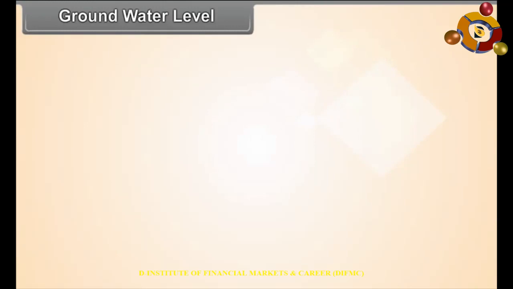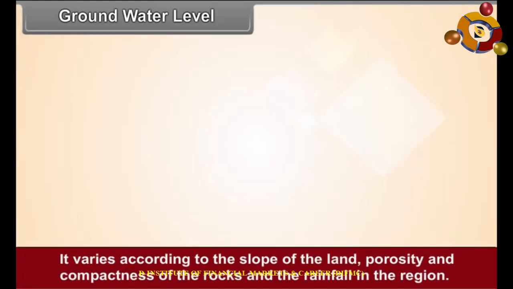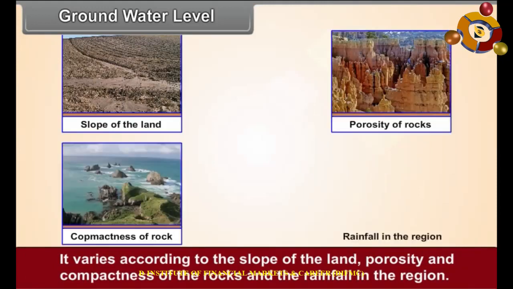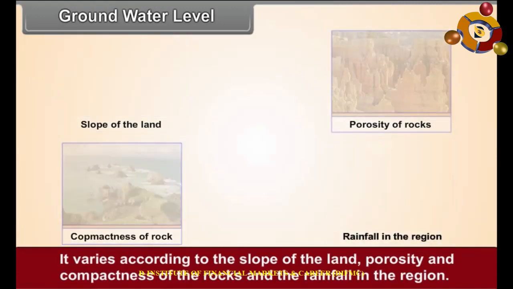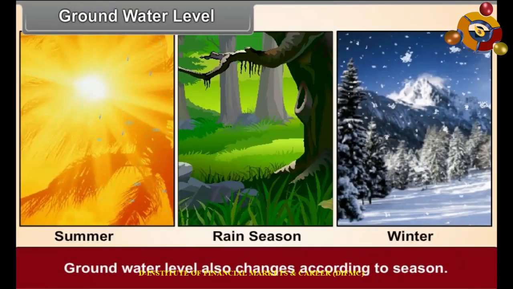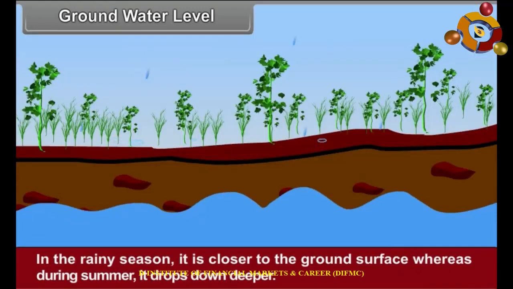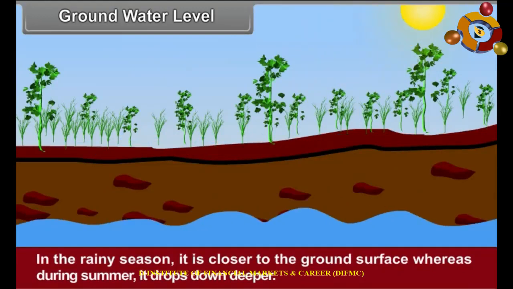Groundwater level. The upper level of the stored groundwater is called groundwater level. It varies according to the slope of the land, porosity and compactness of the rocks and the rainfall in the region. Groundwater level also changes according to the seasons. In the rainy season, it is closer to the ground surface, whereas during summer it drops down deeper.